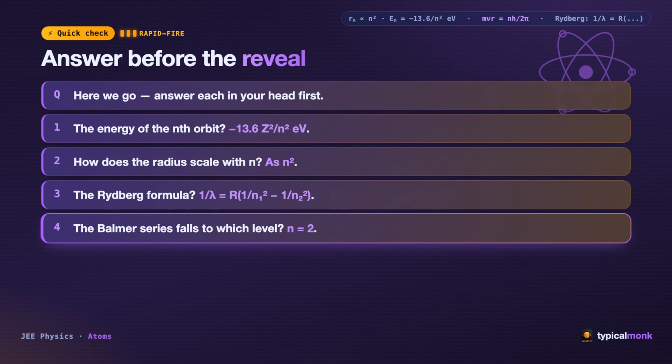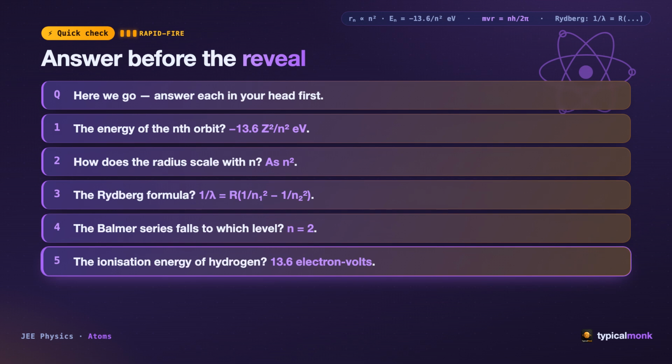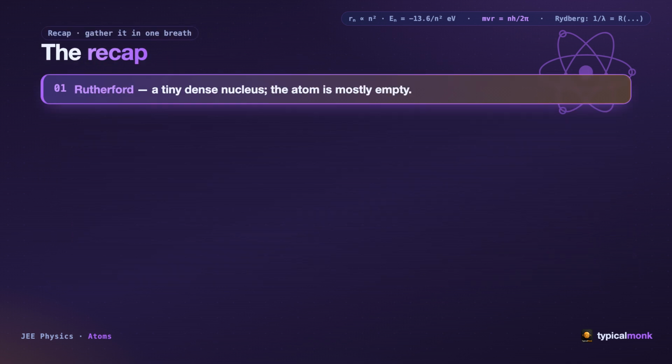Question 4: the Balmer series falls to which level? n equals 2. And question 5: the ionization energy of hydrogen. 13.6 electron volts. Let us gather it all in one breath.